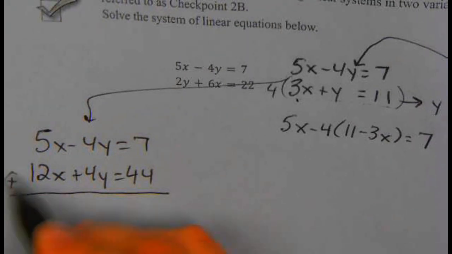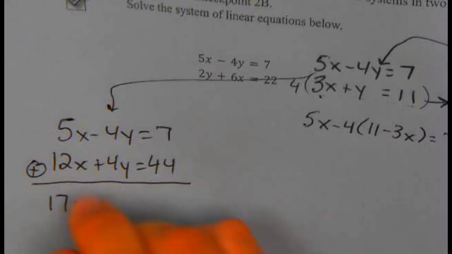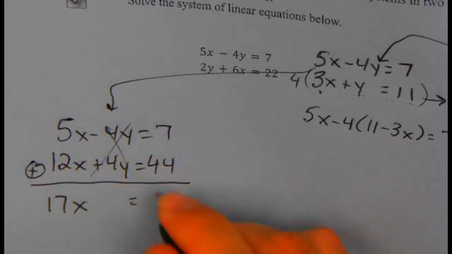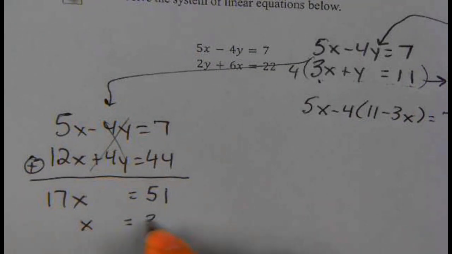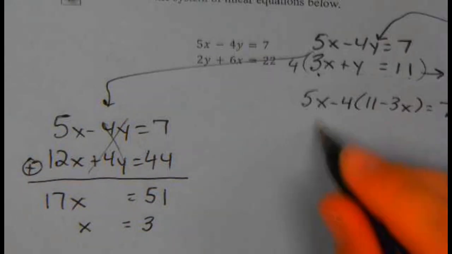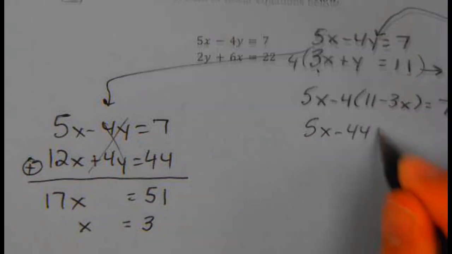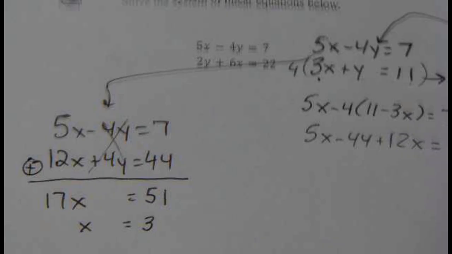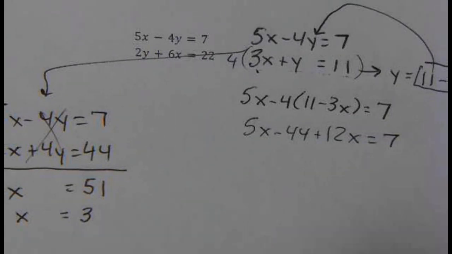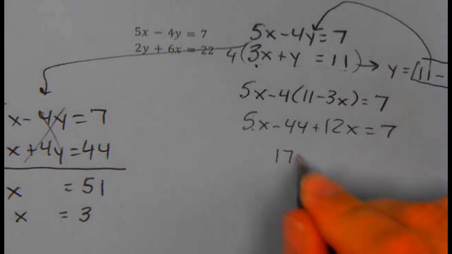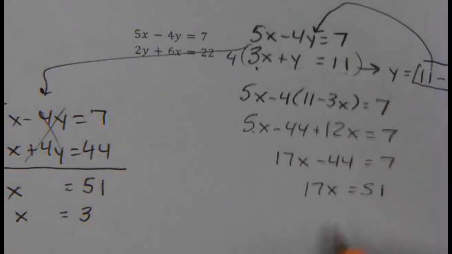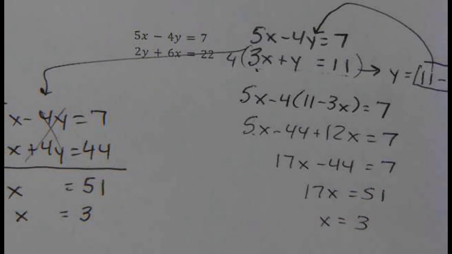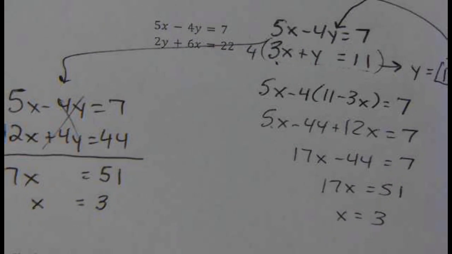Now I could add these equations together and get 17x, cancel, cancel. 7 plus 44 is 51. If 17x equals 51, then x equals 3. If I solve and finish this problem, I better get 3, because no matter which method you do, you'll get the same answer. Let's see, 17x, add 44 over, and I get x equals 3. So no matter what, I'm going to get x equals 3.